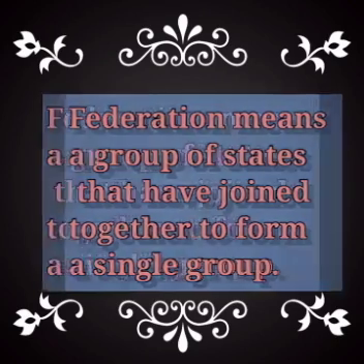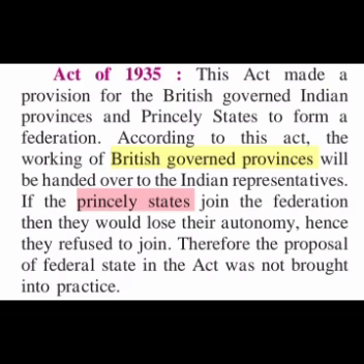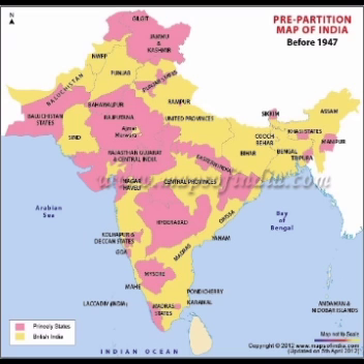Now, which states have to come in unity and form a single group according to the Act of 1935? British governed Indian provinces and princely states, means the Indian states which were governed by British and by the princes or kings had to form a single group, means they had to form a federation. According to this act, the working of British governed provinces and princely states will be handed over to the Indian representatives. But students, do you think that kings who were ruling the princely states will easily hand over their rule to the Indians?